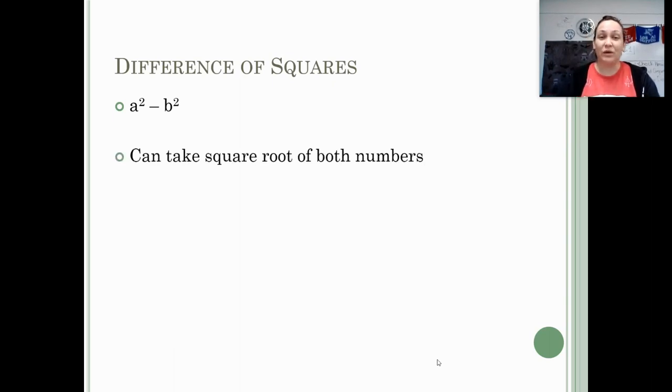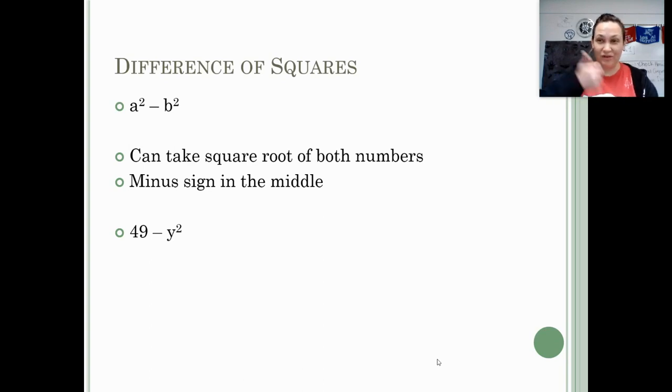You have to be able to take the square root of both the numbers. Now we're ignoring the symbols, we're just focusing on the numbers. So I have my a squared for my first one and my b squared for my second one. And it must be a subtraction sign in the middle. If it's an addition sign, it's not a difference of squares. Again, the word difference means subtracting. Here's an example with numbers: 49 minus y squared. This is a difference of squares because I know the square root of 49, it's 7. I know the square root of y squared, it's y. And it's being subtracted. So we're good.